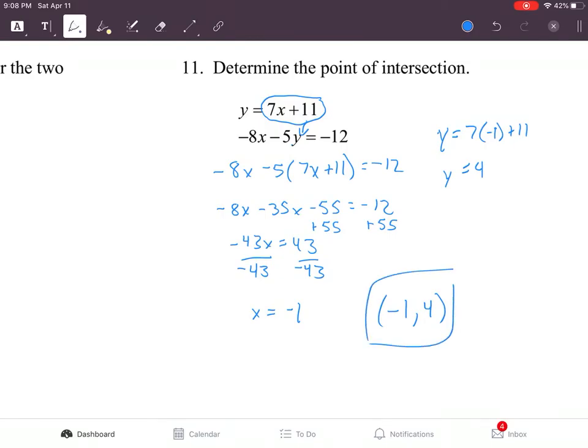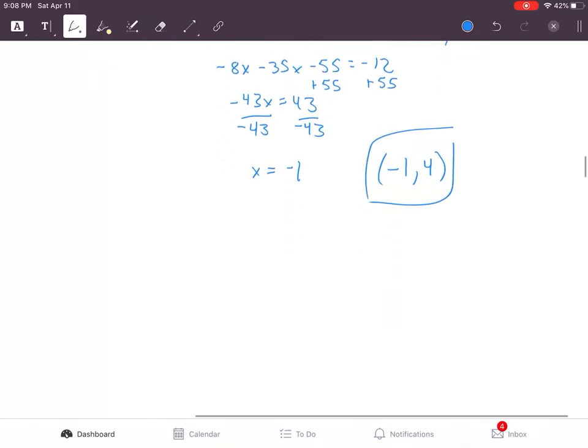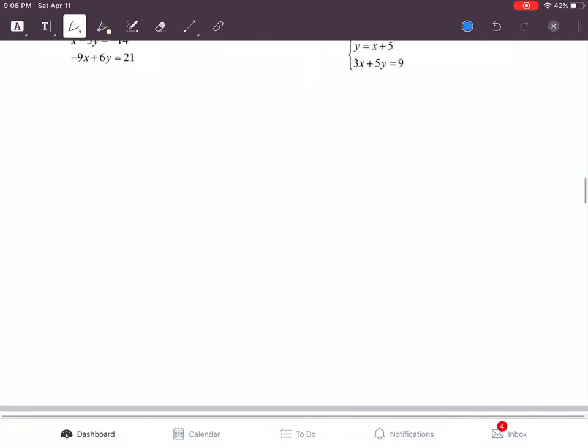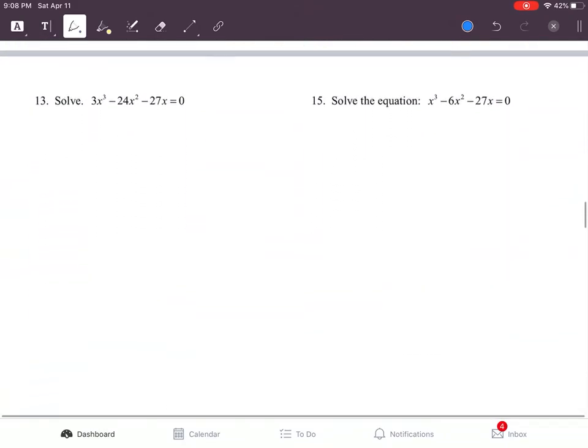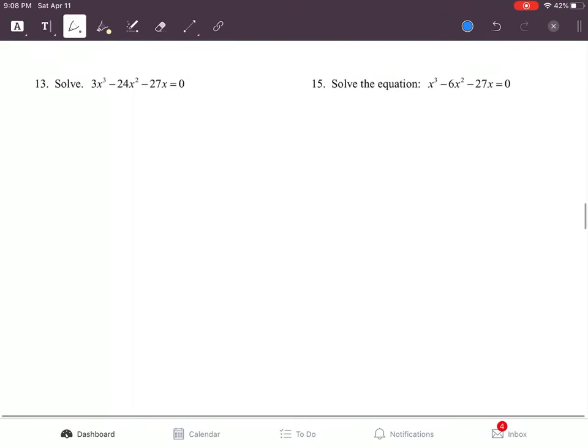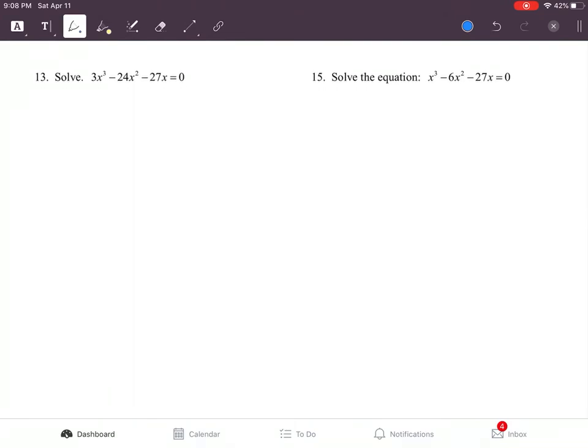There you go. All right, next two to do. We're going to solve these two equations. Okay, we're going to do the top two. We're going to do 13 and 15.